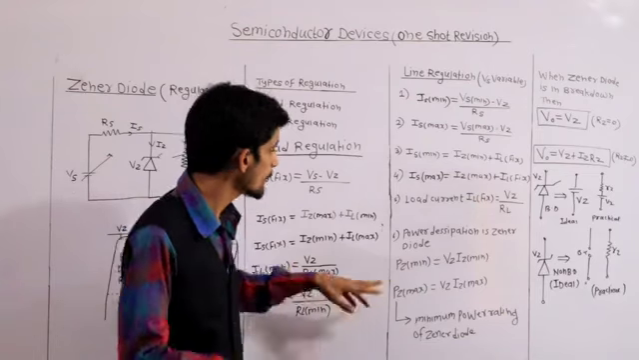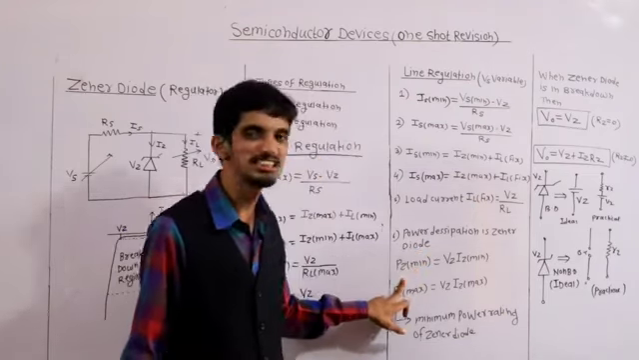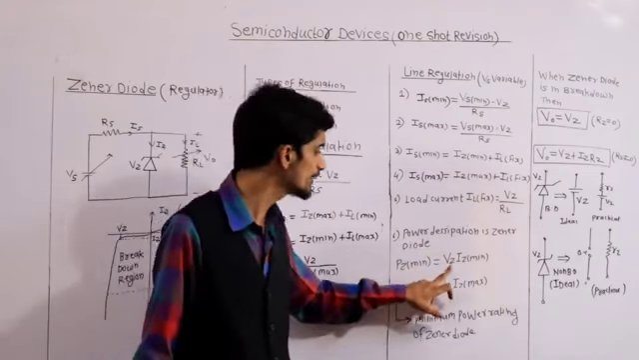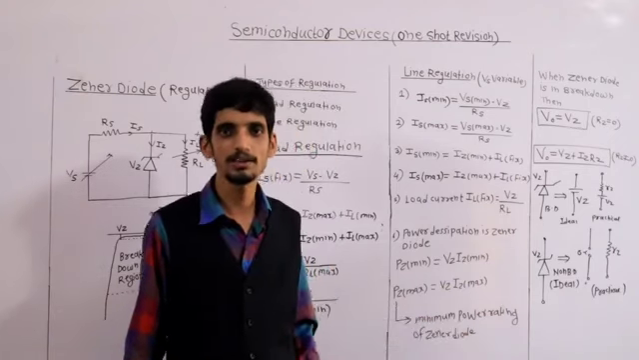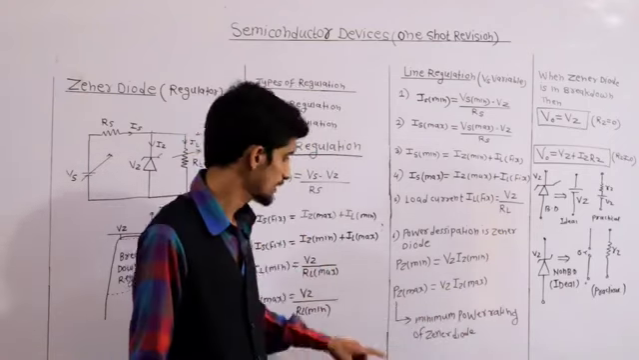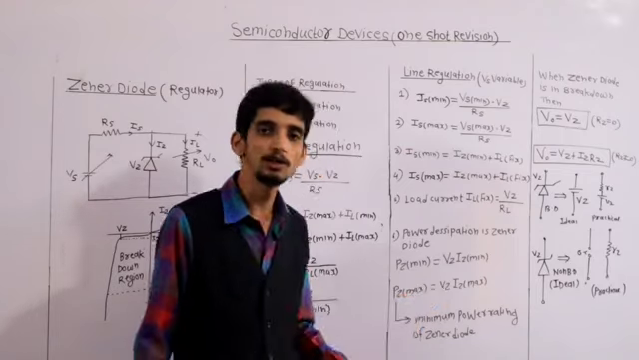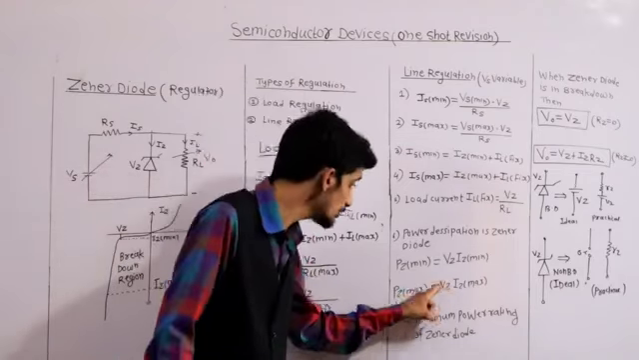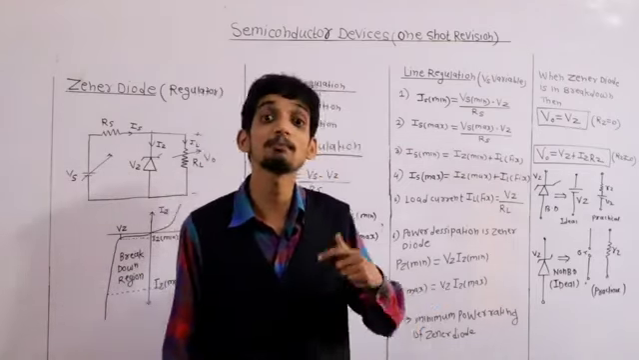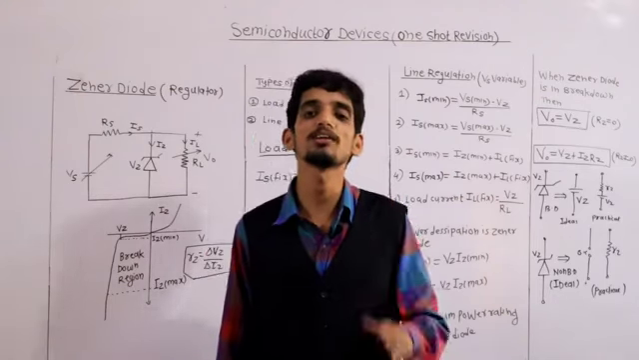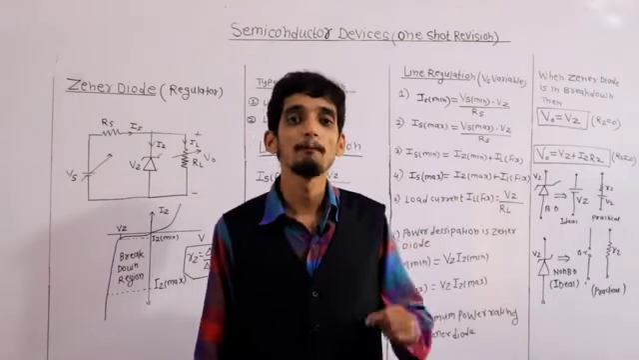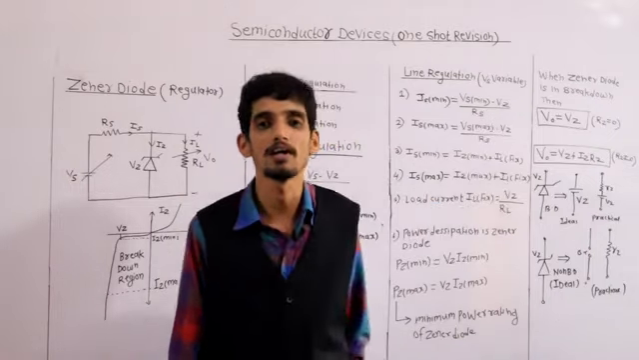Zener current. So power dissipation in the Zener diode, that is Pz minimum, is equal to Vz into Iz minimum, and Pz maximum is Vz into Iz maximum. Since Vz into Iz maximum, that is Pz maximum power dissipation in the Zener diode, this is called the minimum power rating of Zener diode.